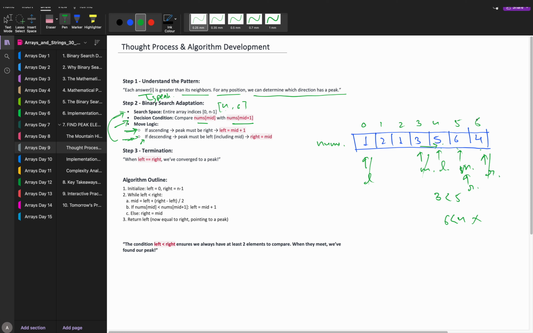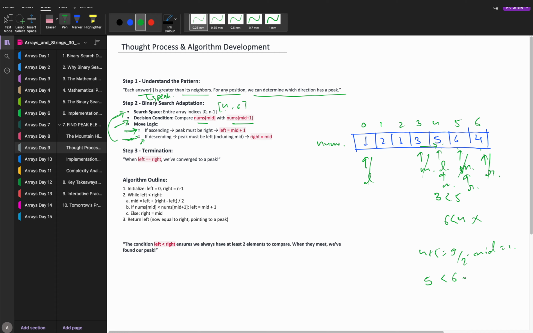I will again find a bit 4 and 5. Now what will be my mid? Exactly. 4 plus 5 equals 9, so divided by 2, mid equals 4. Now I bring mid to 4. Okay. Now it is 5. Now I will again check.